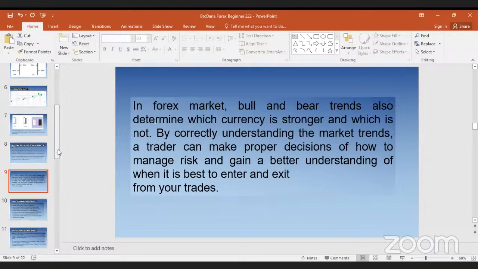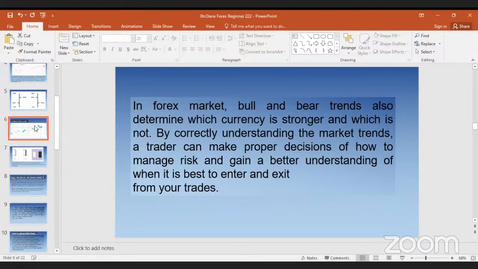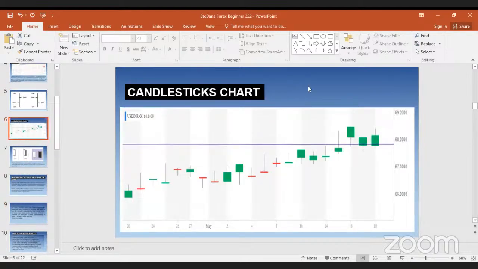So also in our bullish and bearish market trend, the bear and bull trend also determine which currency is stronger and which is not. With the example I have made, you see some candles forming that are very small, and then you see some that are very big. Let me show you the chart again.